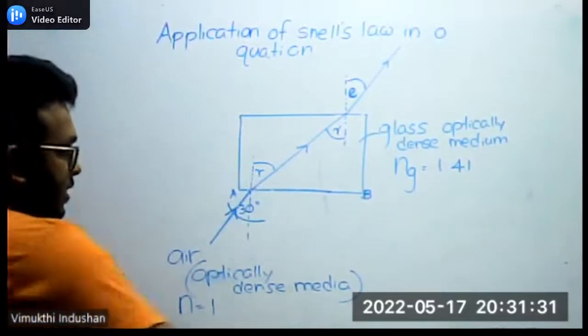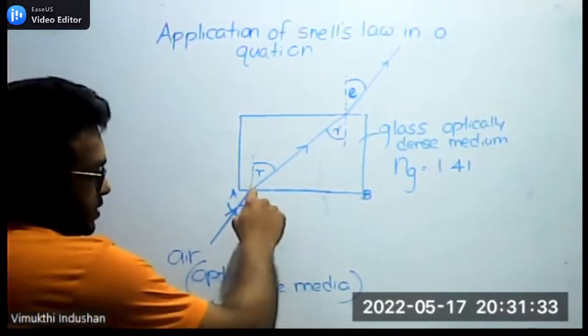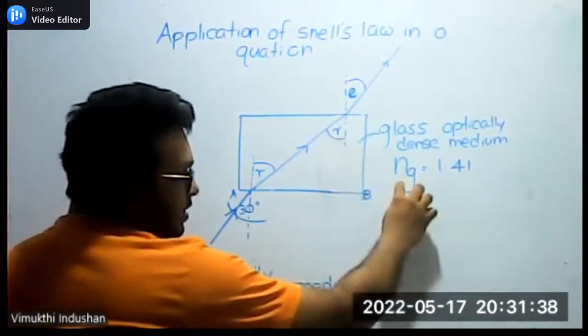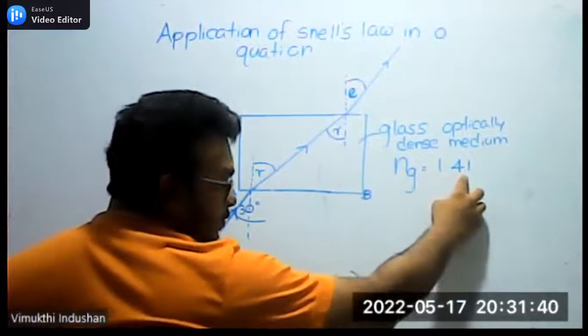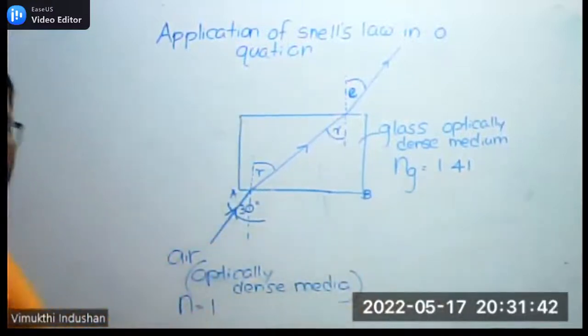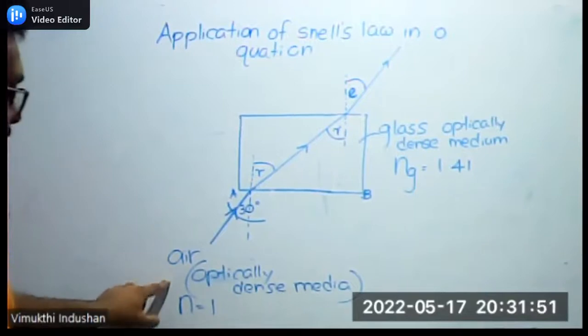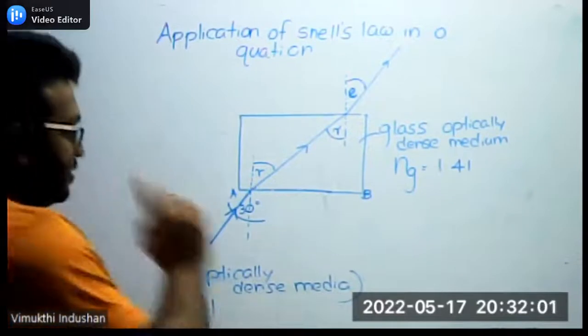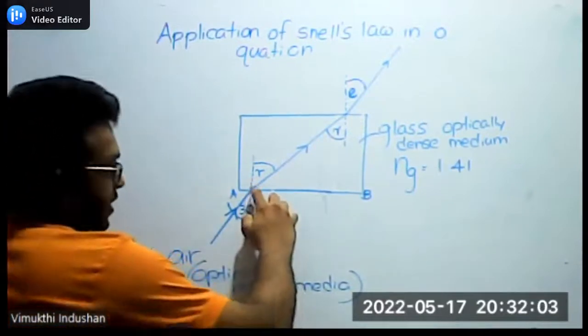So you're going to apply Snell's law to this interface. Given that this is glass and the refractive index is 1.41, this is the given value. And air, of course, what we have taught you, you can take the refractive index always as 1 for your level, because we assume light traveling through air to be similar to light traveling through a vacuum. So we take n of air as n equals 1. So we apply Snell's law to this surface.